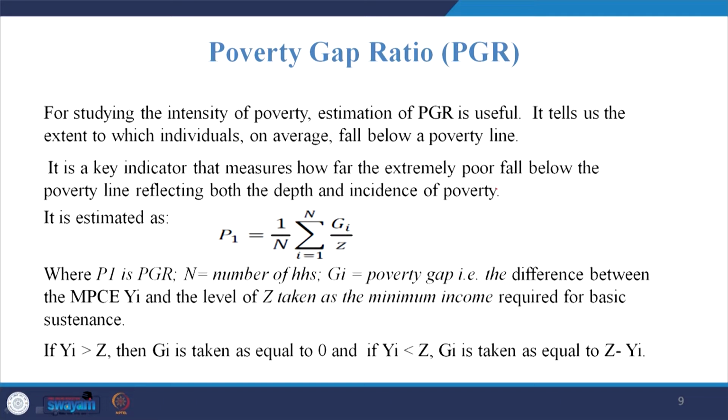If Yi is greater than Z, then Gi is taken as equal to 0, and if Yi is lesser than Z, then the difference will be estimated and Z minus Yi will be considered as the gap. So, gap can be estimated only when Z is greater than Yi. If Z is lesser than Yi, the gap will be treated like 0.